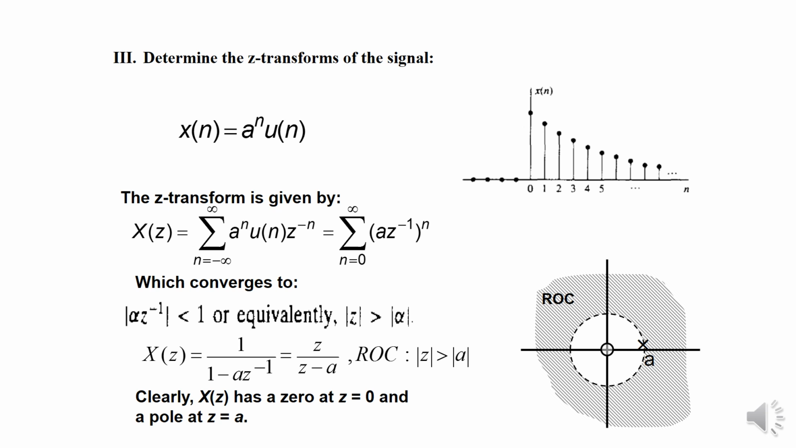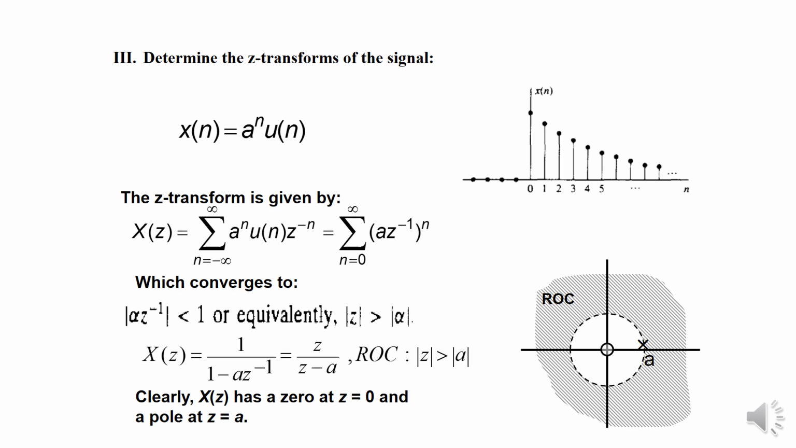This is another example. Again, x[n] is equal to a to the power n u[n]. That means x[n] will only exist from n equals 0 to infinity. So when we apply the z transform, it will be given as sum from n equals minus infinity to plus infinity of a to the power n u[n] z to the power minus n. u[n] means n values will be from n equals 0 to infinity. Therefore, sigma n equals 0 to infinity of a z to the power minus 1, and the entire thing to the power n, right?